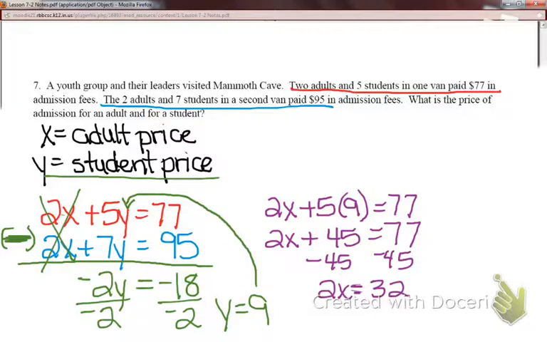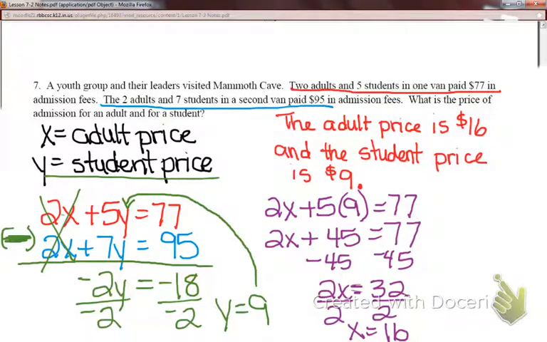If I'm wrong, you get a Jolly Rancher. But too bad, I'm right. Divide by 2. And x equals 16. So now we just have to write our sentence about the prices for each type of person, adult and students. All right, so I just simply wrote the adult price is $16 and the student price is $9.